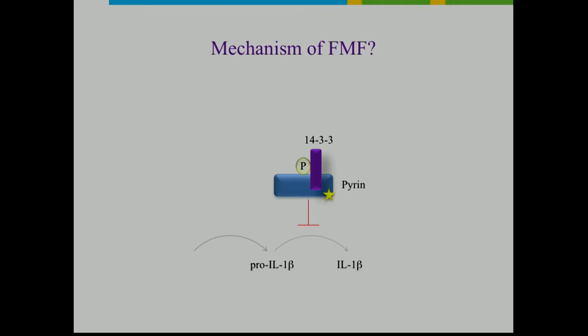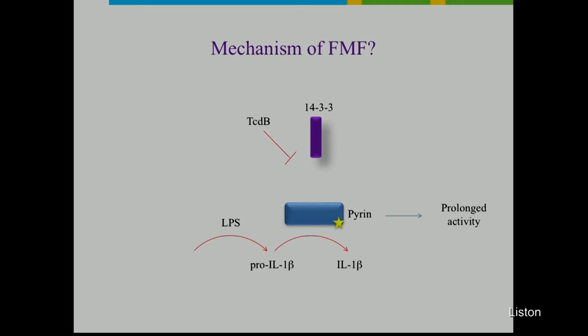So in the baseline state, we don't have Pyrin activation. However, if we do get some type of activation, for example, a bit of LPS and TCDB into the system, we are going to get the dissociation of 1433, and this Pyrin, once it becomes activated, is going to have slightly prolonged activity. Really, the molecular effects of the familial Mediterranean fever mutations haven't been well defined, but it does seem like all of the regulatory networks are intact, and it's just that when it gets activated, you have a bit extra inflammation, which is why most of the time these patients are healthy, but when they get inflammation, they have a couple of days of more severe disease.